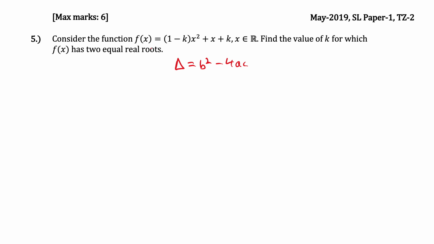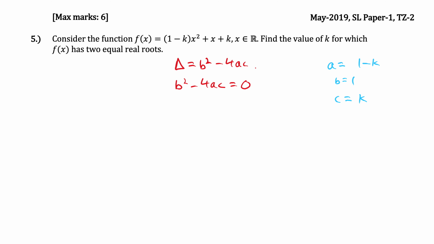So since we need this function to have two equal real roots, we'll equate the discriminant, which is b squared minus 4ac, to 0. So now let's write down the values of coefficients a, b and c. a is the coefficient of x squared, which is 1 minus k. b is the coefficient of x, which is just 1. And c is the constant term, which is equal to k.